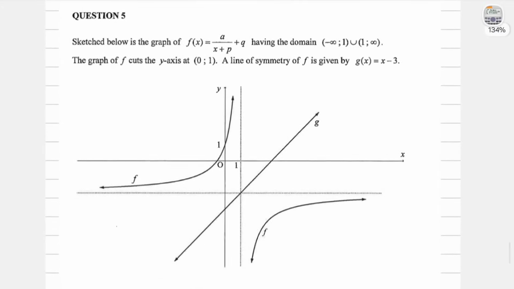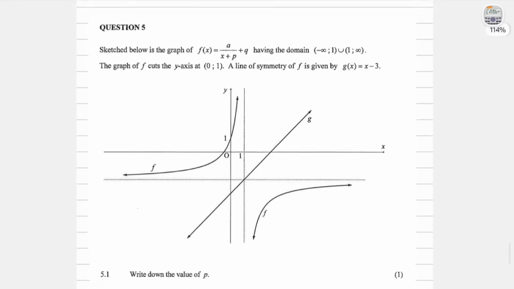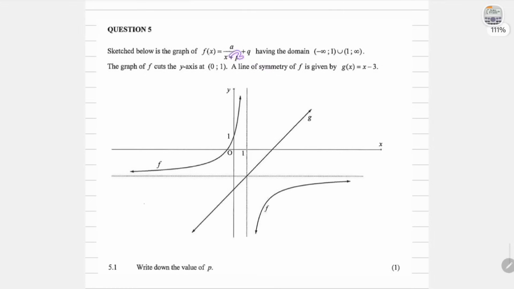Okay, we have question 5, and question 5 says, sketched below is the graph of f having the domain negative infinity to 1. Okay, so it's going like that, and from 1 to positive infinity. So we can see that is clearly happening because of our asymptote.